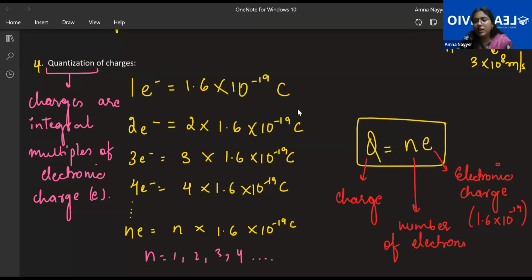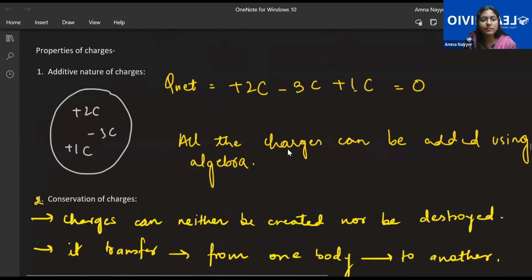See, one you will get 1.6 into 10 to the power minus 19. Second is 3.2 into 10 to the power minus 19. Next is 4.8 into 10 to the power minus 19. So these are all multiples of this value, 1.6 into 10 to the power minus 19. So that's why we say charges are integral multiples of electronic charge, because this is a proper integer. Is the fourth point clear? Yes, ma'am. Okay, write down all the 4 properties. Now we'll come to the numericals. Please write it.